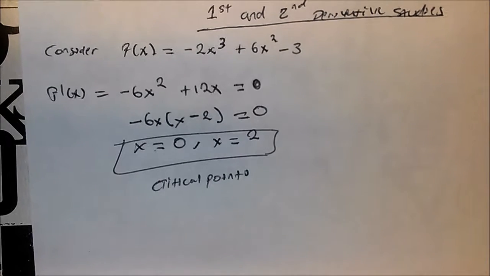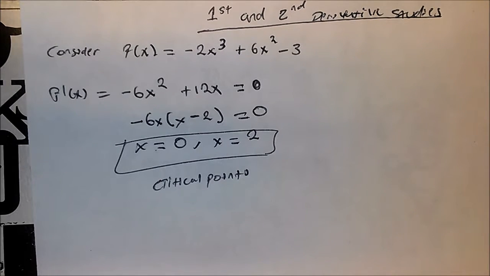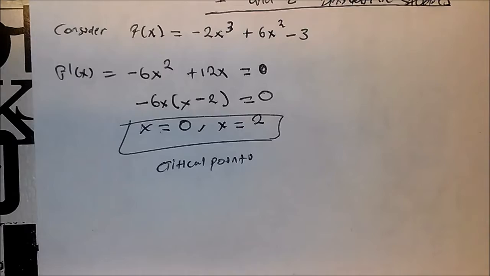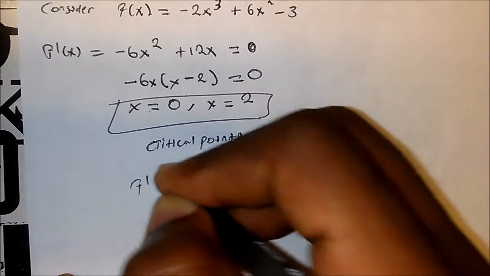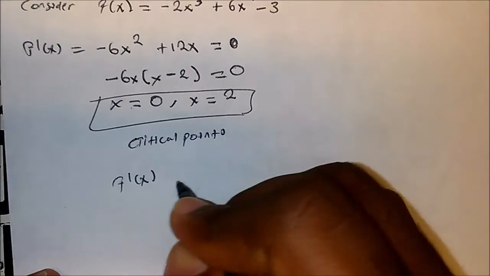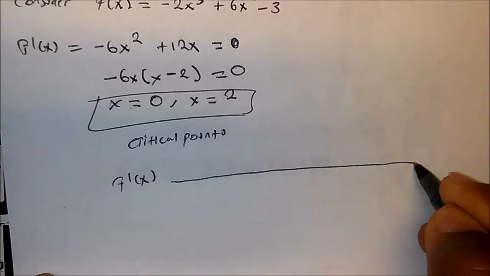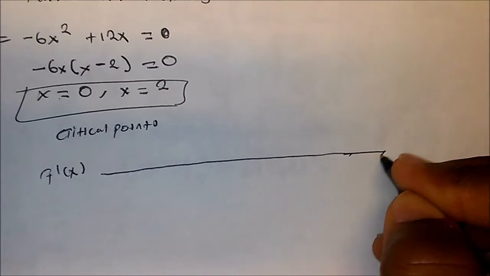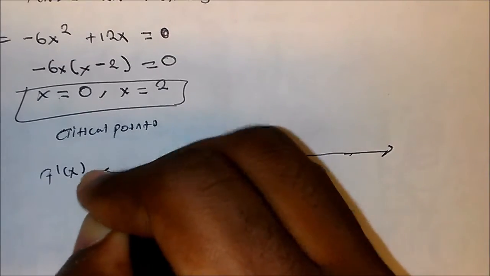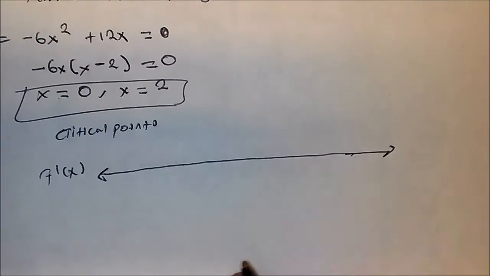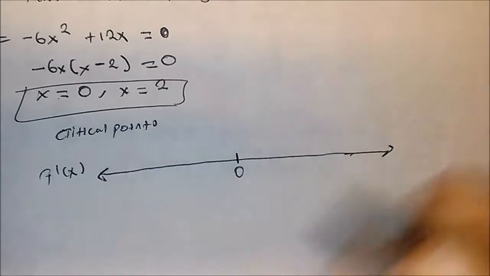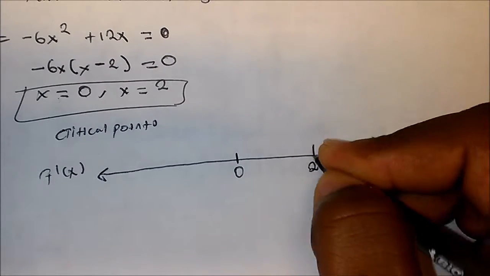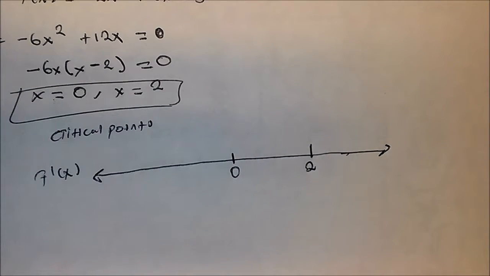All right. And then what this allows me to do is perform my first derivative study. So I'm going to write f prime of x, and I'm going to draw a continuous line like this. Now, this is where I put my critical points on the line. So I'm going to have a 0 here. I'm going to have a 2. So here's what I do.